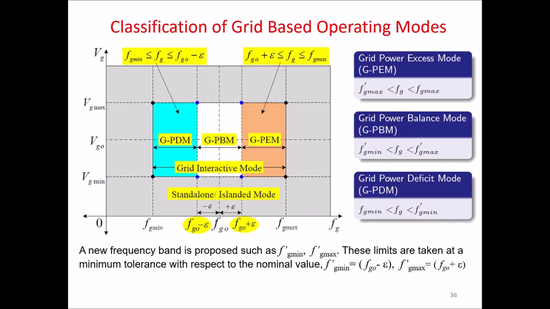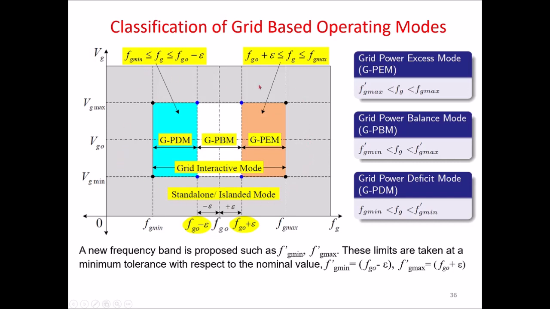When it will be in grid mode and when it will be in standalone mode is decided by many parameters, mostly the voltage and the frequency. For example, in this graph, if you see the middle graph, the white portion and this dark yellow, and this left side, all three regions come under grid interactive mode. This whole area. Outside this area is standalone mode.